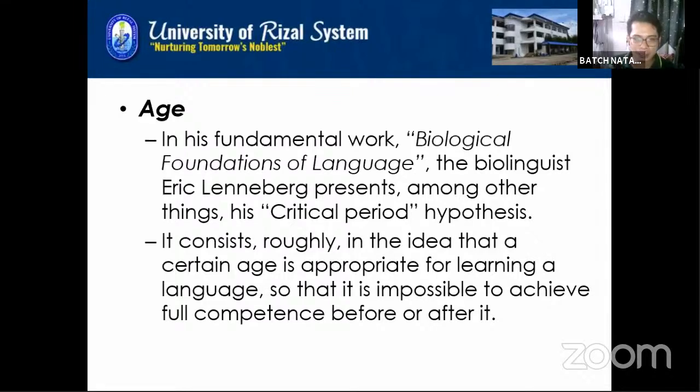Pero dito nga, sinabi ni Lenneberg na kapag language learning naman ang pinag-uusapan natin, may appropriate age para sa mga bata na para matutuhan nila yung second language. Kung English man yan, utay-utay. May proseso. Okay?